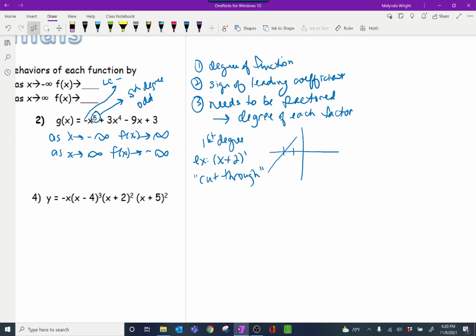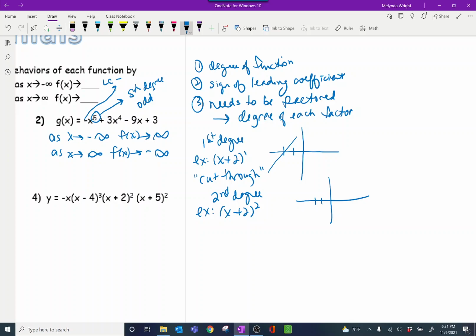If you have a second degree factor, I'll give you an example of that. Let's say x plus 2 squared. Okay, let's look at that. So again, we know that the 0 or solution is what makes x plus 2 zero, which is negative 2. When we have our second degree, our factors raised to an even degree, second degree or fourth degree or sixth degree, we're going to have something called a bounce. This is called a bounce.